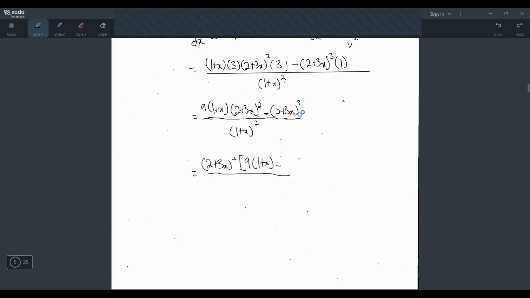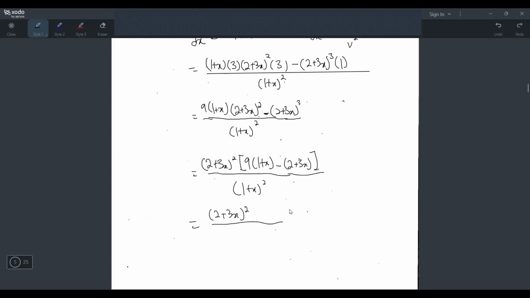And then minus, I'll write minus 2 plus 3x power 3, take out 2 plus 3x power 2, which means 2 plus 3x power 1 left inside, right? It means I'm taking 2 plus 3x power 3 divide 2 plus 3x power 2. That's why I get 2 plus 3x. And everything over 1 plus x power 2. Right? And we cannot cut, cannot cut. So it will be 2 plus 3x power 2.